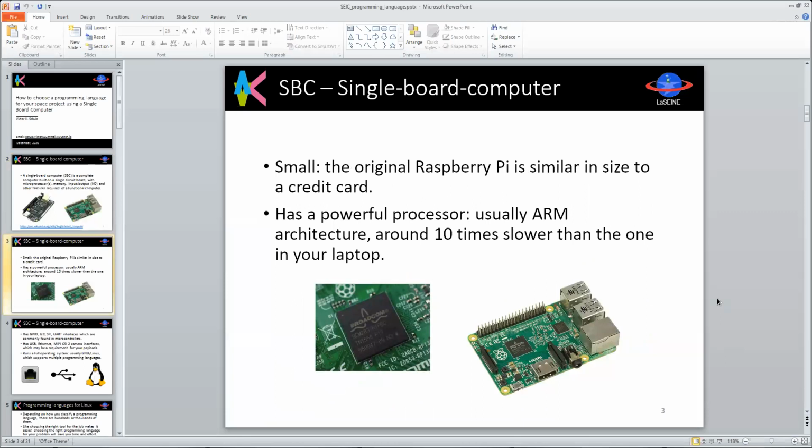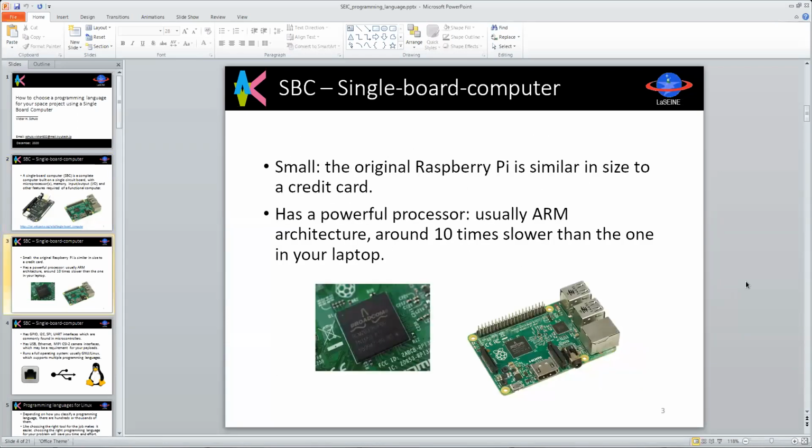In the case of the original Raspberry Pi, the size is similar to a credit card, and now there are other versions that are even smaller. And they have a very powerful processor, usually ARM architecture. In a practical sense, you can consider them to be around 10 times slower than the processor you have in your laptop. So you can do many things you can do in your laptop with these single board computers.